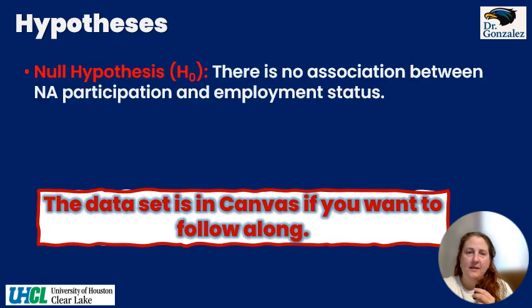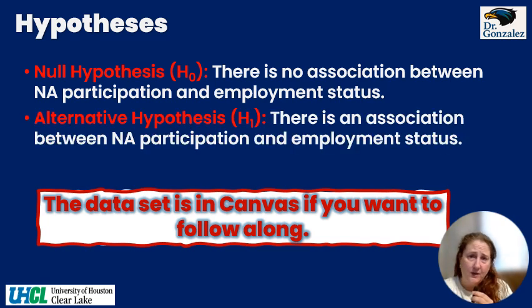Our hypotheses, null is there's no association. So attending NA did not affect or had no association with their employment status. Alternative hypothesis, there was an association between their participation in NA and their employment status. And again, I told you the data set is in Canvas. So if you want to pause the video right now and go open up your data set, you're welcome to do that.